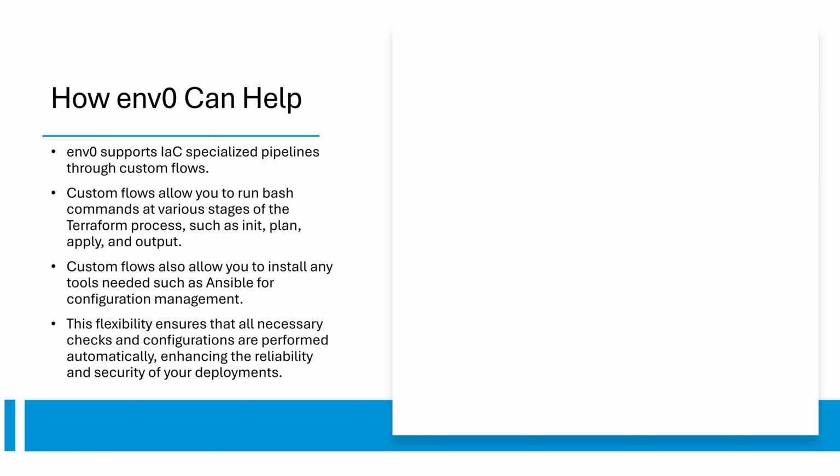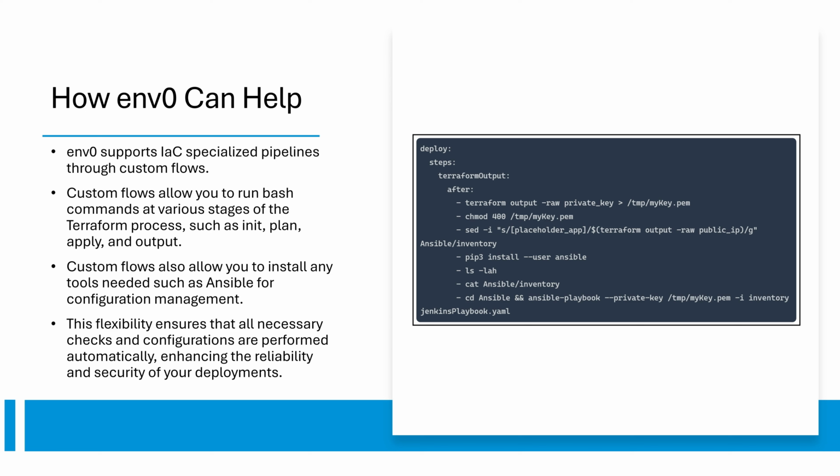And here's an example from a previous blog post that I wrote, integrating Ansible with Terraform. You can see here under the Terraform output stage. After that stage, you can run a Terraform output and take the private key, store it in a particular file. You can change the permissions of the file. We can also take the output of Terraform and feed that into an inventory file in Ansible and get Ansible installed and go ahead and run Ansible playbook, which really enhances the automation that we can do with N0.